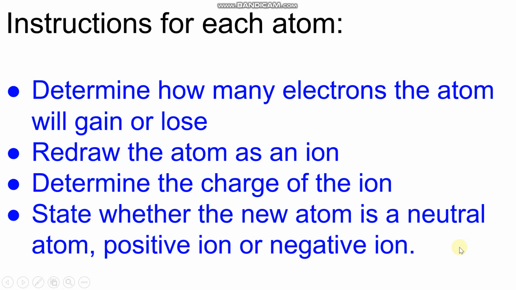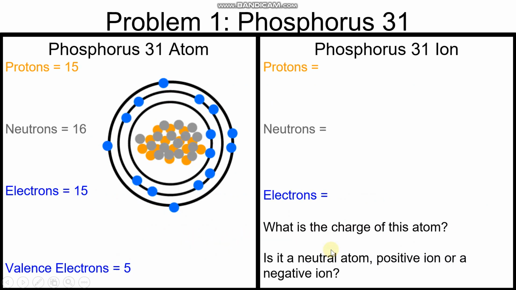Okay, and so then what you're going to do is work through 3 problems, just like the 3 examples that we just did. In these 3 problems, you're going to determine how many electrons the atom will gain or lose. You're going to redraw the atom as an ion. You're going to determine the charge of the ion. Then you'll state whether the new atom is a neutral atom, a positive ion, or a negative ion.